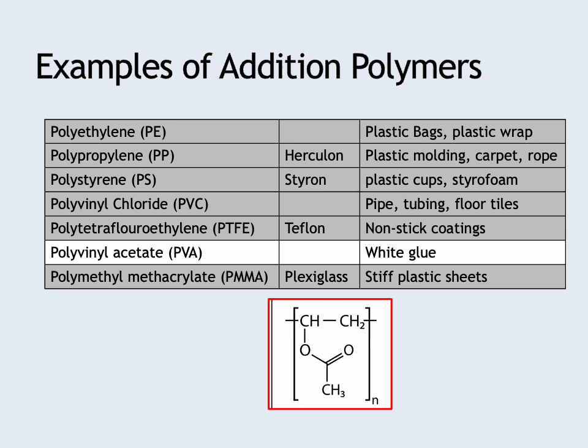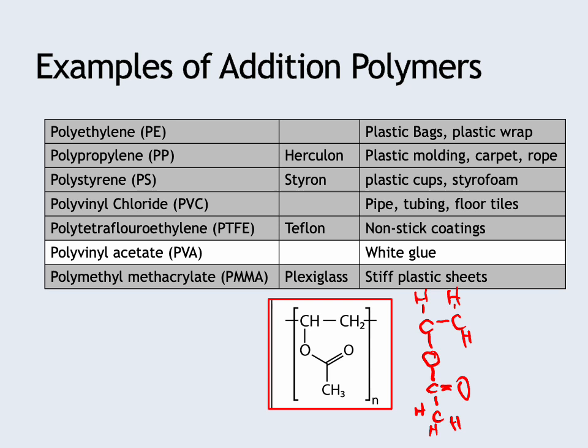This is PVA. It's often used in glue. And now I have, this is a CH and a CH2. And then here I've got this acetate. Now, I'm not going to require you to know all these chemical molecules. I'm just showing these to you to get a sense of how large this constituent group is on the chain, because that affects the properties.